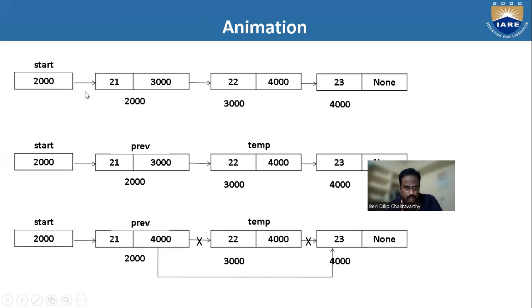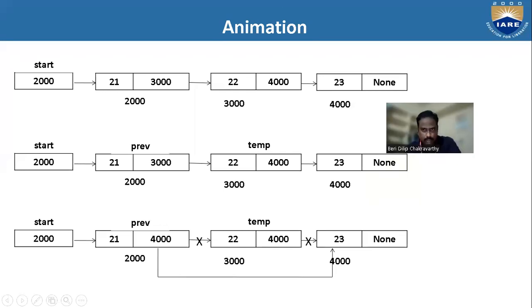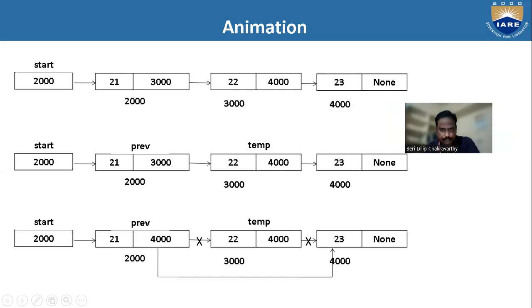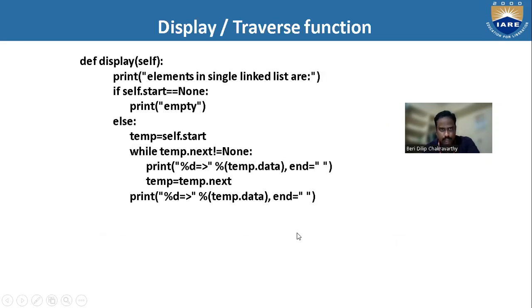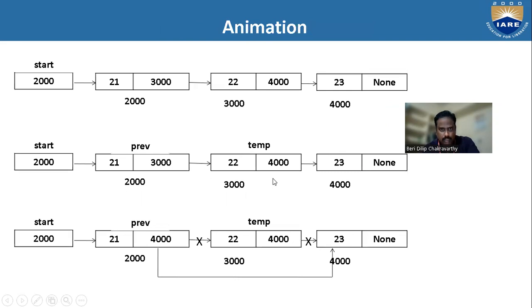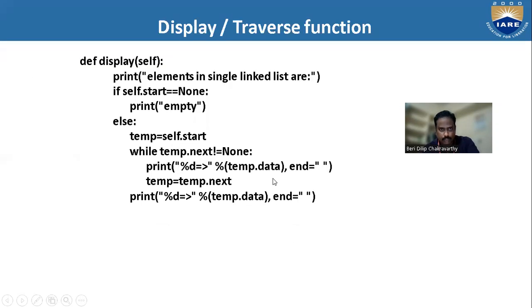See here 21, 22, 23. Normally we are having a normal list like this. Now I am trying to delete the element at second position. That means 22. This one has to be removed. So I'm just removing it, and here I'm storing the address of this one, 23. In this way, I'm deleting the elements at a given position.